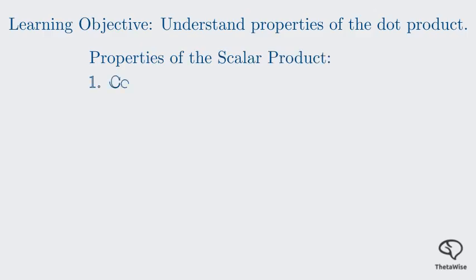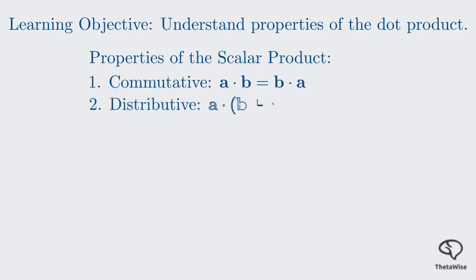First, let's look at the algebraic properties. These are similar to the rules you know for multiplying numbers. The dot product is commutative, meaning the order doesn't matter. A dot B is the same as B dot A. It's also distributive over vector addition, so A dot (B plus C) can be expanded just like in algebra.